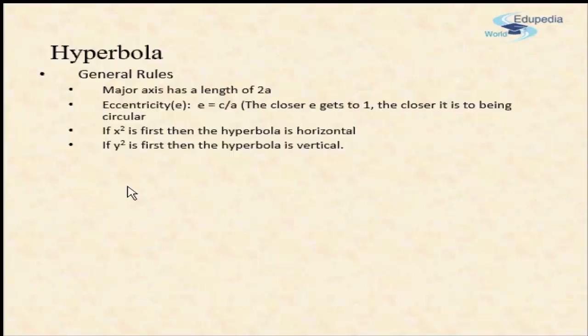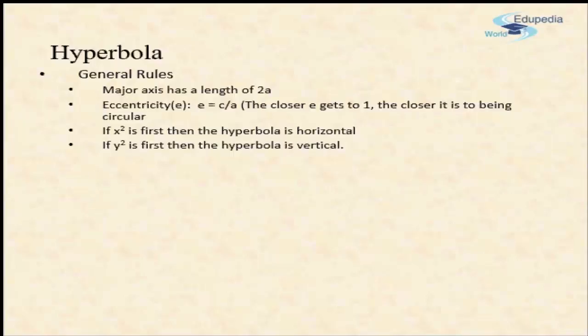If x square is first, then the hyperbola is horizontal, because we know that the horizontal axis is the x axis, and if it is centered around the x axis, that means the major axis would be the x axis, and the hyperbola would be horizontal. And if y square is first, then the hyperbola is vertical. We'll see both of these examples as we move on.